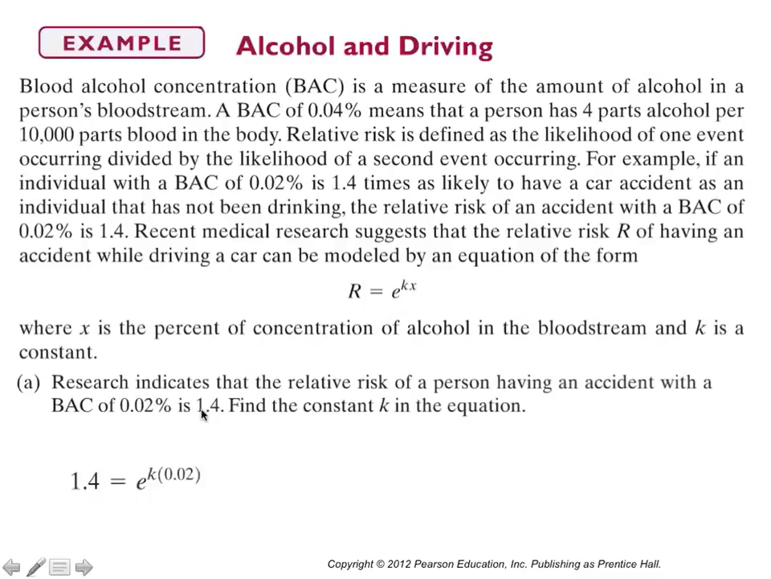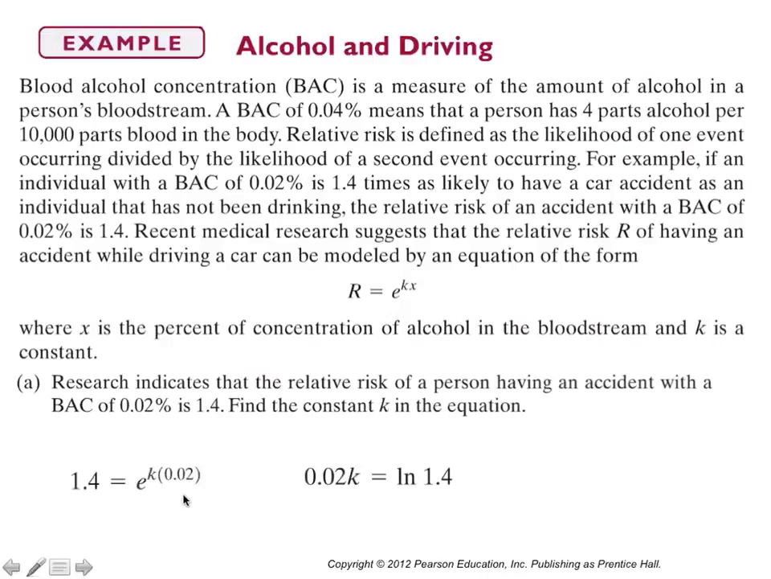So what we're going to do is we're going to plug in what we know. Our relative risk is going to be 1.4. So in place of R, we actually put the 1.4. And then we have e to the k times 0.02 because that is our x value. That's going to be the percent concentration.